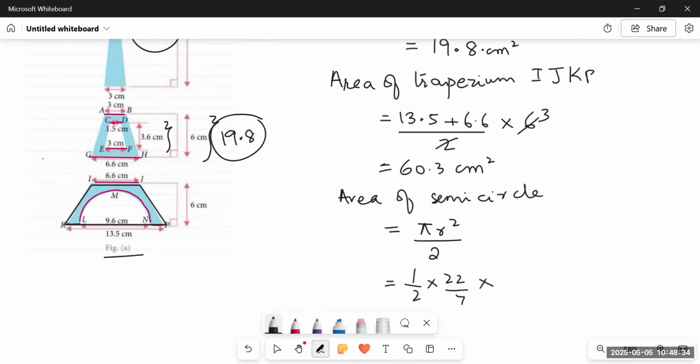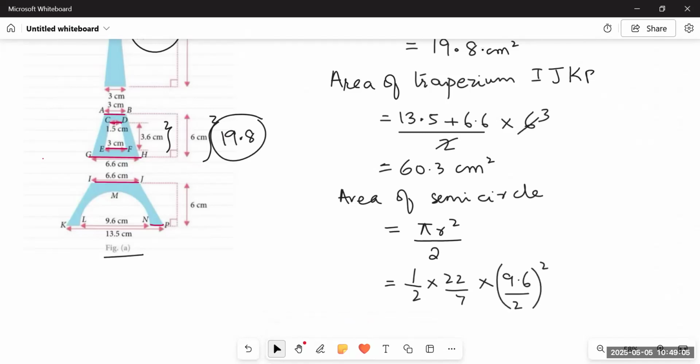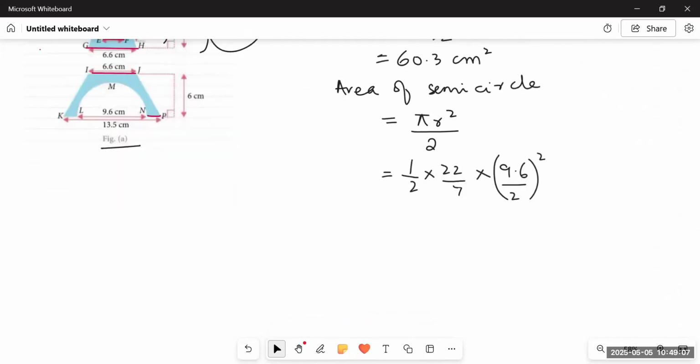Now, what would be r over here? Since we are provided with the length of L to N as 9.6 centimeters and it's a semicircle, 9.6 centimeters is the diameter. So half of it would be the radius. So how can we find the radius? By simply dividing 9.6 by 2. This would be the radius, and since we have a square over it, we'll put a small square over here.